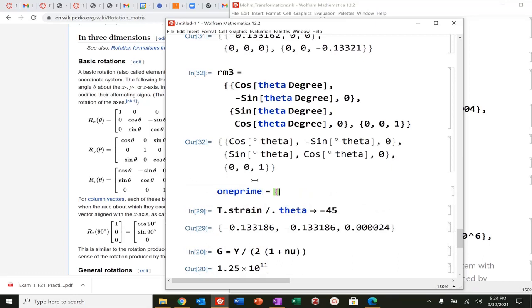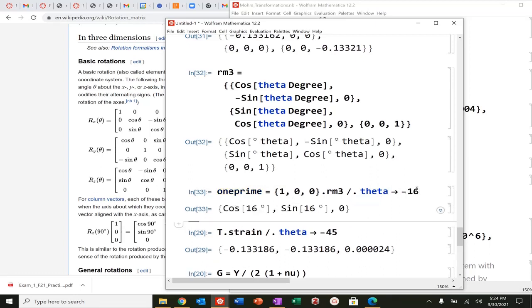So I need to find, unfortunately, my 1 prime, which is going to be equal to basically my 1, 0, 0, dotted with RM3. Theta goes to minus 16 because that's our clockwise rotation. Look at that numerically.